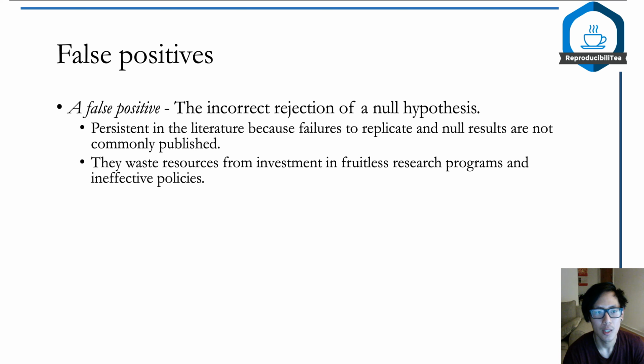Okay, so what is a false positive in the first place? A false positive is the incorrect rejection of a null hypothesis. So you find a significant effect when there is none. And scientists should really care about false positives because they can be persistent in the literature, typically because failures to replicate and null results are not commonly published in journals. Journals like to publish a significant effect rather than not finding an effect.